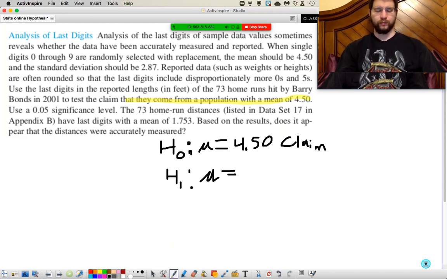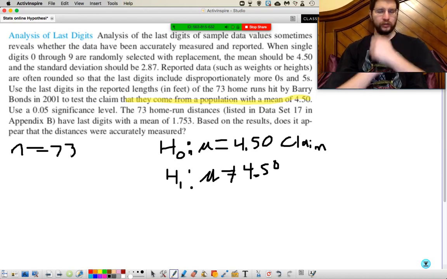So my alternative is not equal to. That makes it a two-tailed test. Everything else is from here. Let's just see what we've got. Let's write down our information. N is 73. What else do we need?